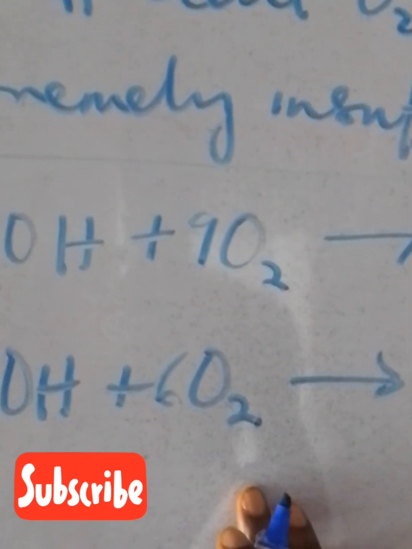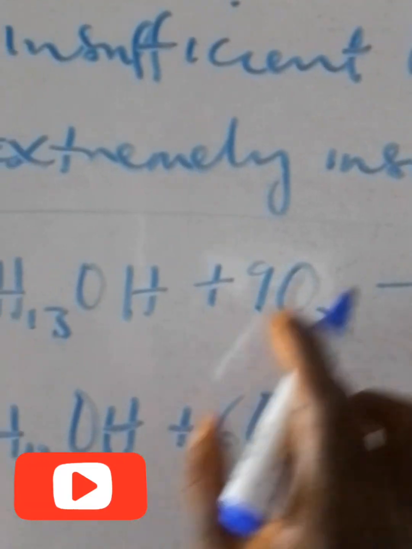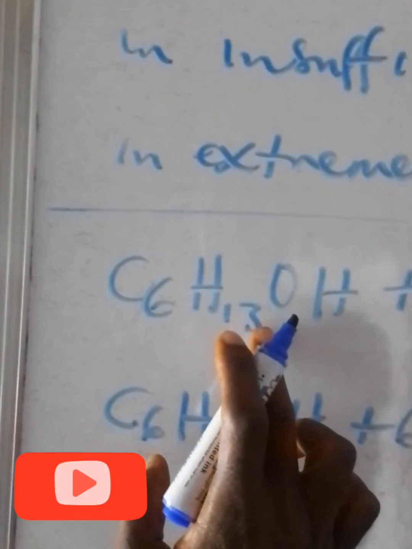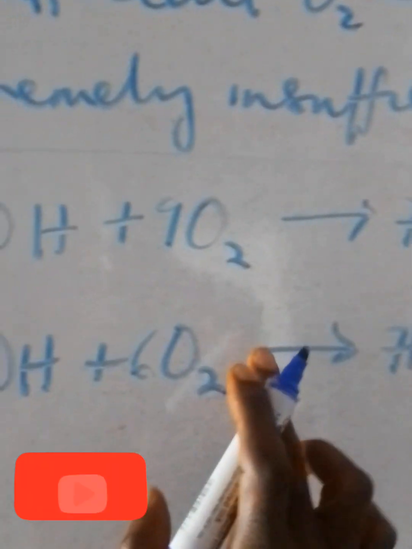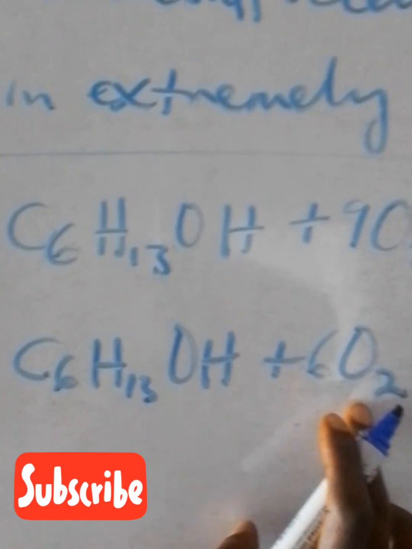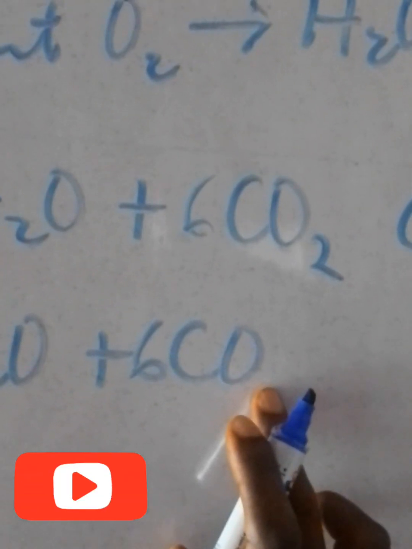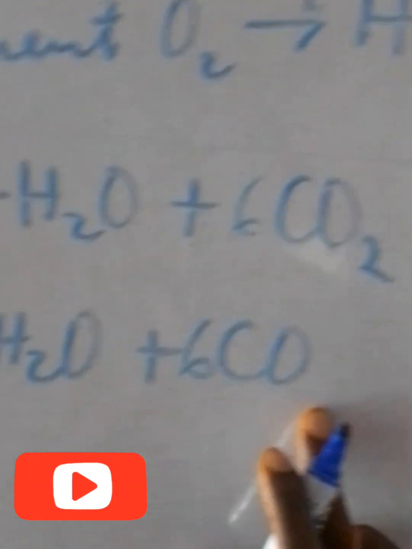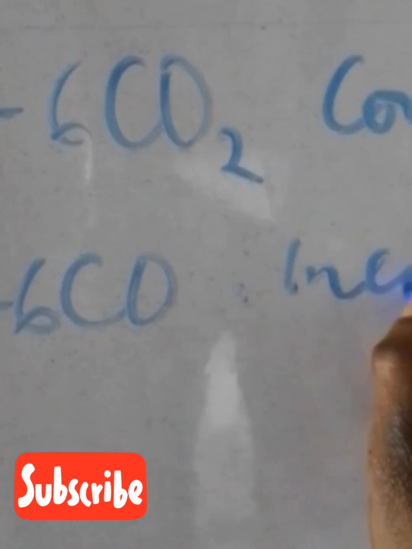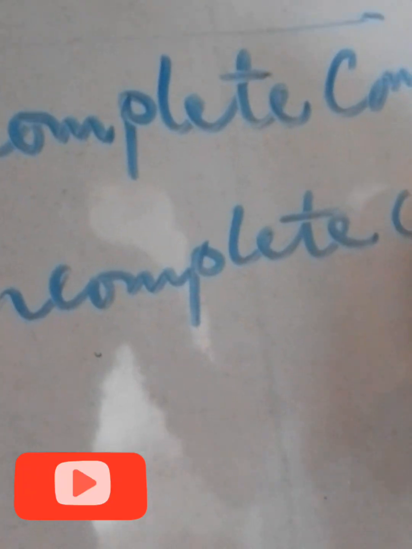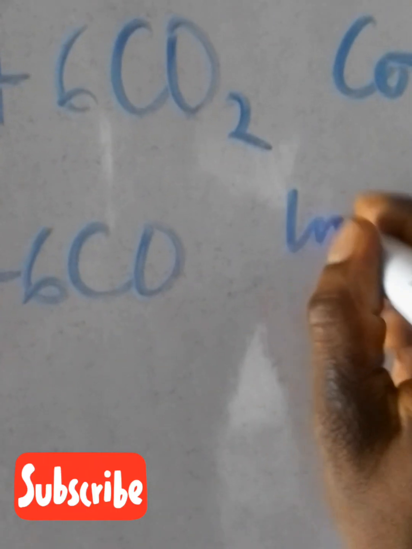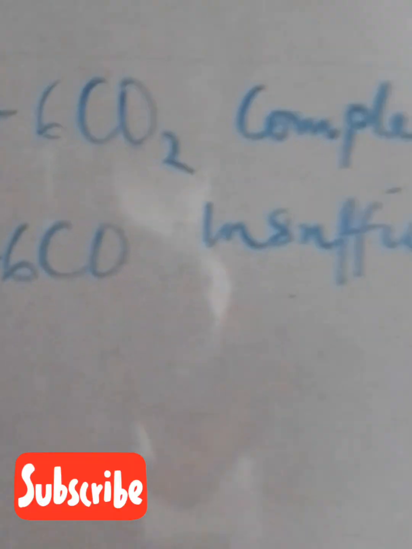You see that in the two reactions, the first reaction shows that there is sufficient oxygen, 9 volumes of oxygen used to combust this hexanol. But here, the oxygen reduced to 6 volumes. That is why we have an incomplete oxide of carbon, which is carbon monoxide. So that is incomplete combustion, in the presence of insufficient oxygen.